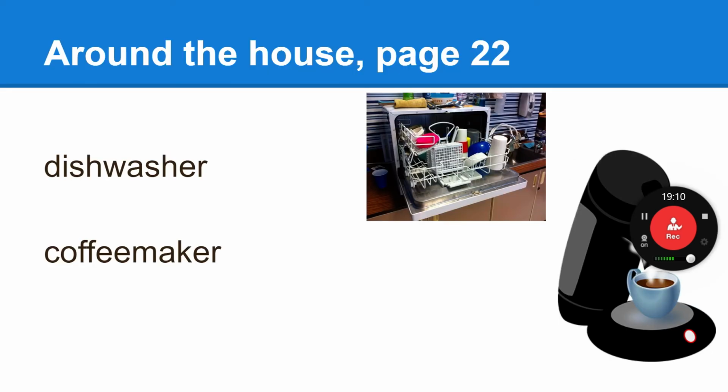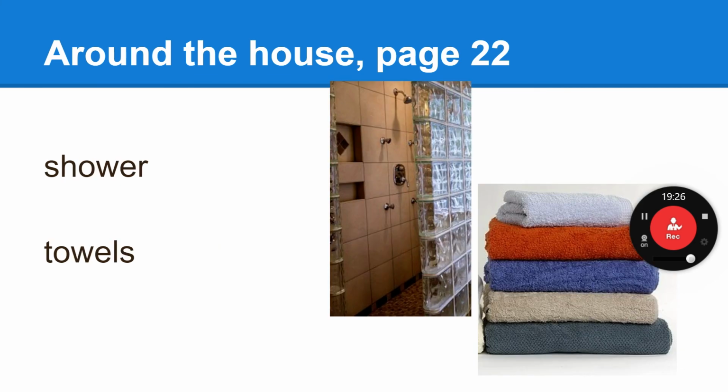Around the house, page 22. Dishwasher. A dishwasher is where you wash your dishes. This is a machine that does this. Coffee maker. It's a machine that makes your coffee for you. Shower. It's where your water sprays on your body and you take a shower. Towels. These are the warm things you use to wipe down your body after a shower.